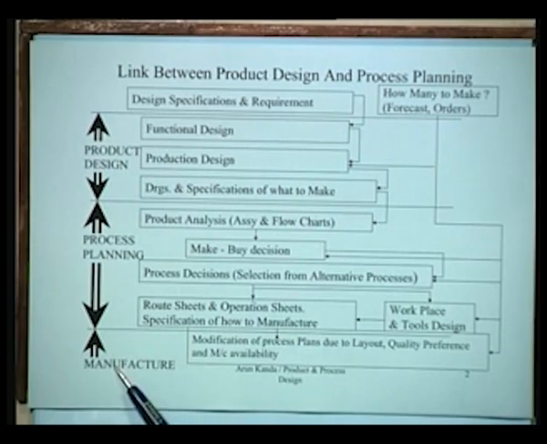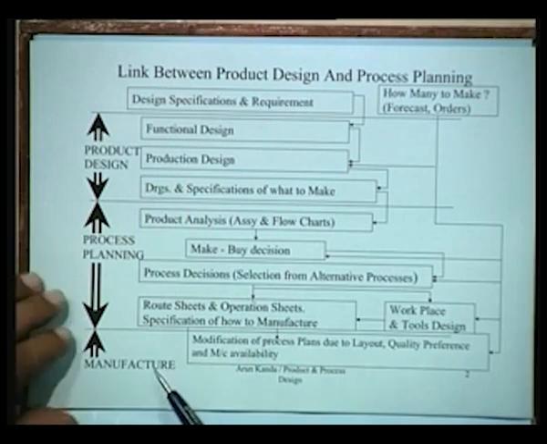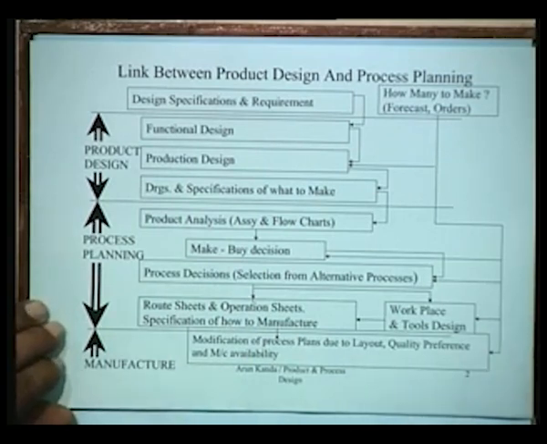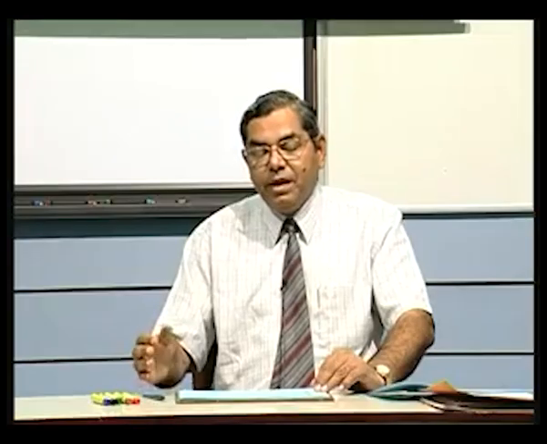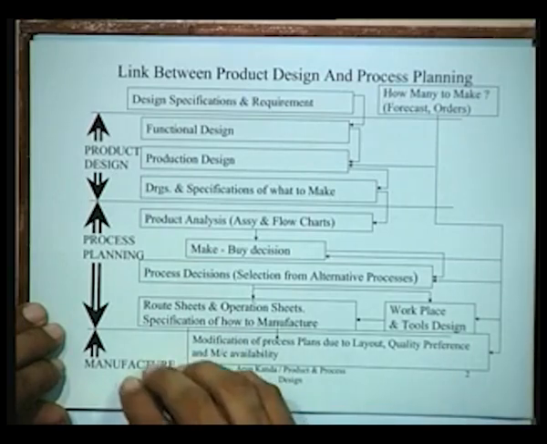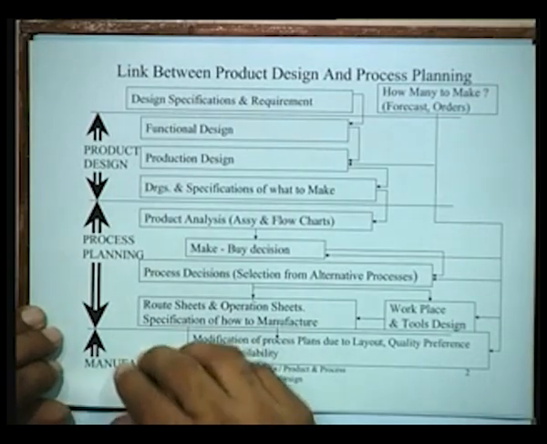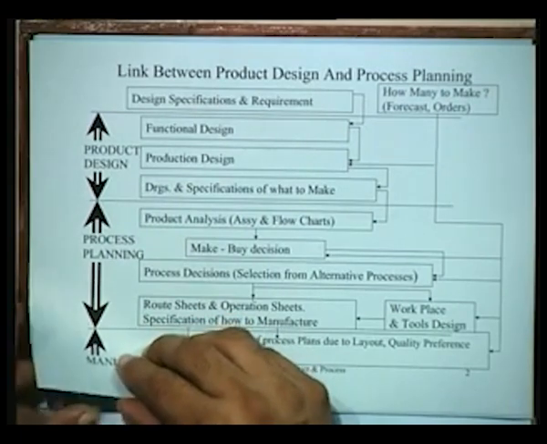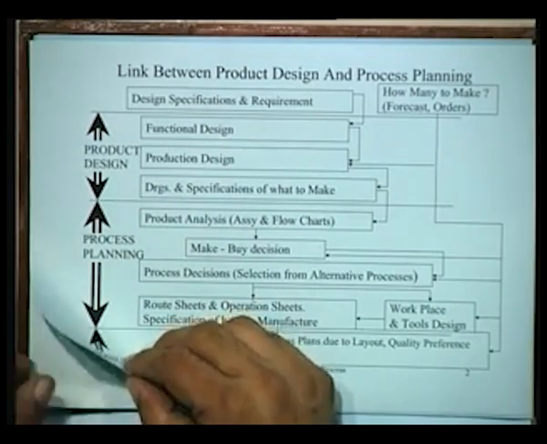When it comes to manufacturing, you may have to modify some of the process plans due to layout, quality preference, and machine availability constraints. So those are things that you might have to do while you are doing the manufacturing. So this basically summarizes the entire sequence of operations, starting from the development of the product design to process planning to subsequent manufacture.